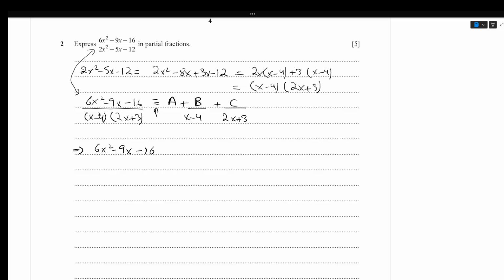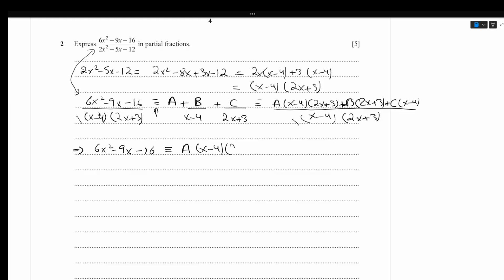minus 9x minus 16 is identical to, because I can write this as, a times 2x plus 3 plus b times 2x plus 3 plus c times x minus 4, all over x minus 4 times 2x plus 3. Since the denominator is the same, the numerators will be identical, so I can write that this is identical to a into x minus 4 times 2x plus 3 plus b into 2x plus 3 plus c into x minus 4.